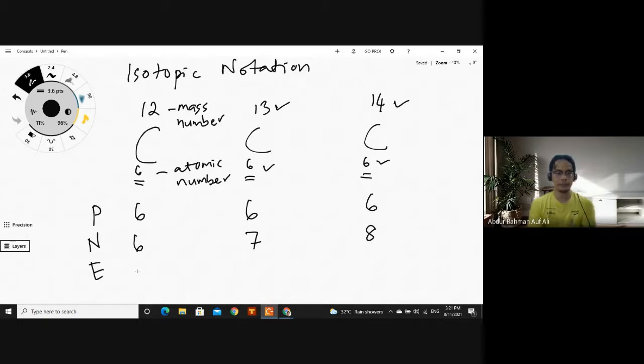Bilangan elektron sama dengan bilangan proton. Okay, so kat sini kalau protonnya 6, ini pun 6. Ini 6, ini pun 6. Ini pun 6. Tak berubah. So that is the structure, the pattern yang kita nampak dalam isotope. Everything is the same except for the number of neutron.